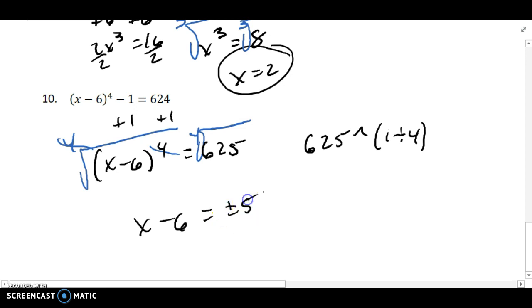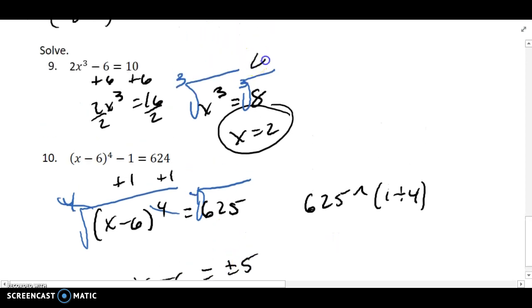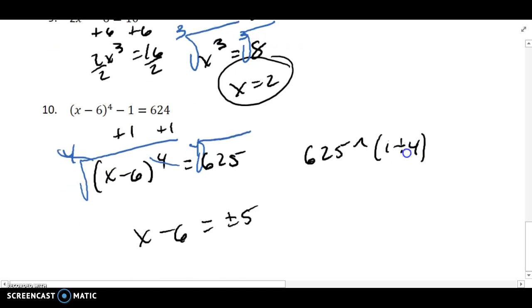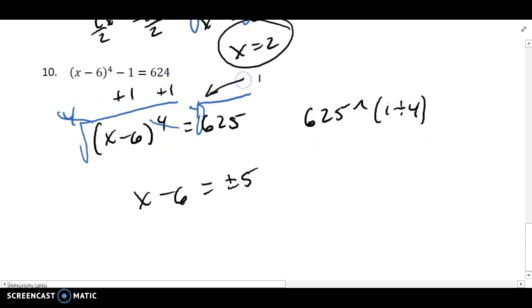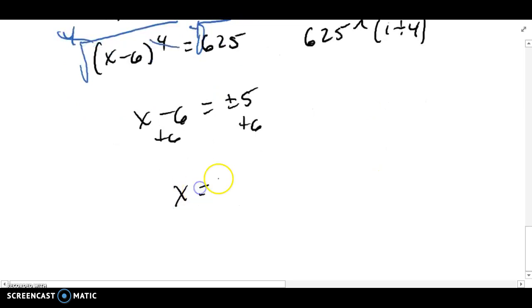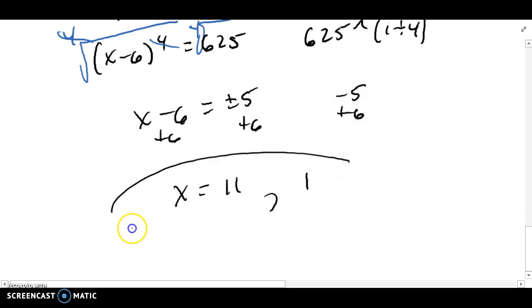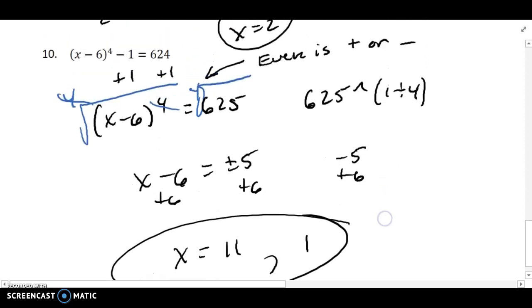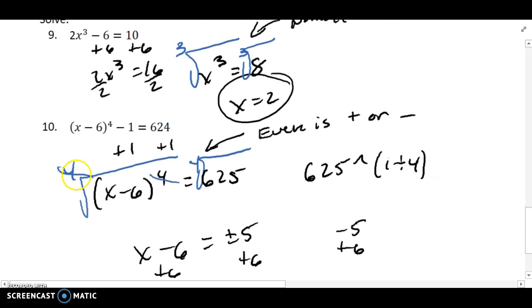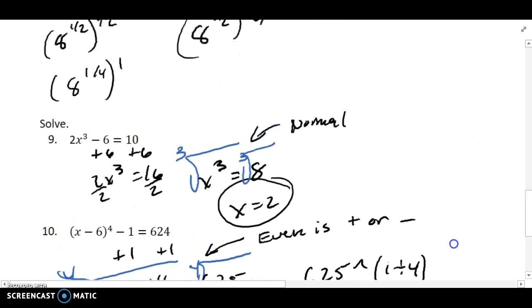It's going to be plus or minus. That's because odd roots are normal, but even roots, and here this is even, are plus or minus. Okay, so we're going to add 6. It's a little tricky though because 5 and 6 make 11, but we have negative 5 plus 6, so we also have a 1, so this has 2 answers. Kind of interesting, doesn't it? And those are all the power rules that we're going to work with. The idea is that roots and powers are opposite, so they can cancel.